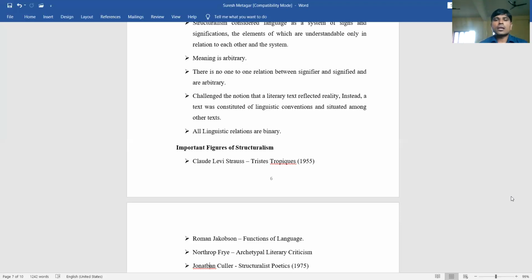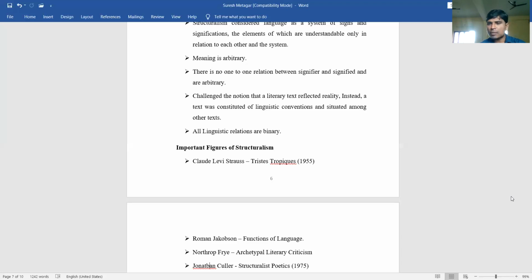Then they challenged the notion that literary text reflected reality. Instead, text was constituted of linguistic conventions and situated among other texts. One more thing they challenged is that literary text is reality, an expression of society, what we call a mirror of society. It is not so. Any text is situated among other texts.